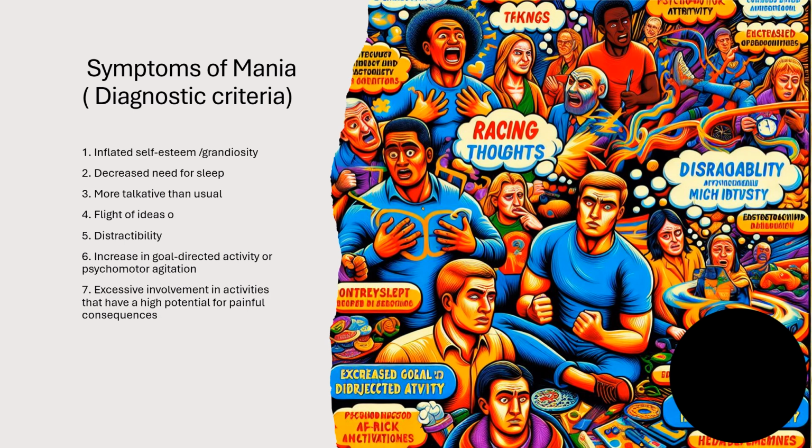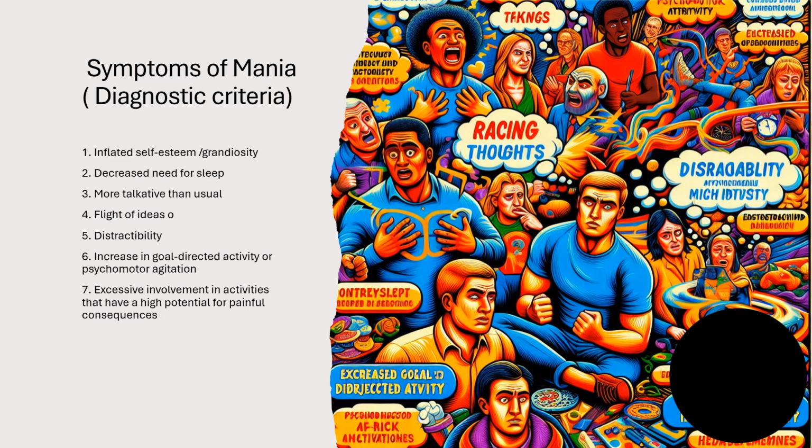Let's talk about symptoms of mania. When people are in a manic episode, they may have inflated self-esteem or grandiosity. Grandiosity is an unrealistic sense of superiority or uniqueness. It can be manifested as an exaggerated sense of one's own importance, knowledge, identity, and power. For example, they may be constantly boasting and talking about themselves. Then they will have a decreased need for sleep. Even though they sleep for 2 or 3 hours, they may feel rested.